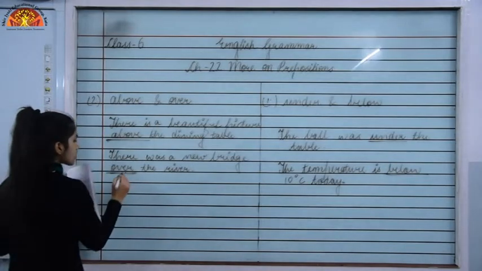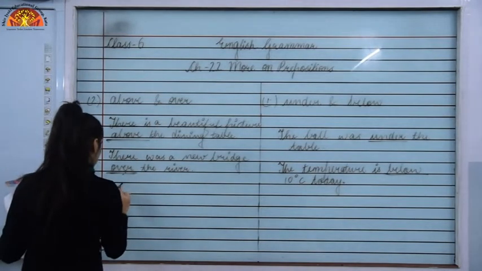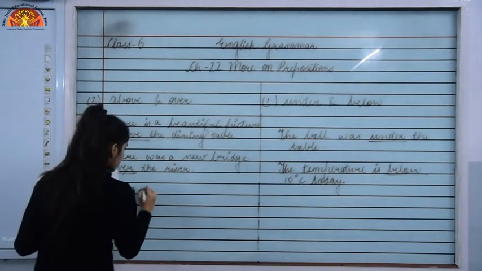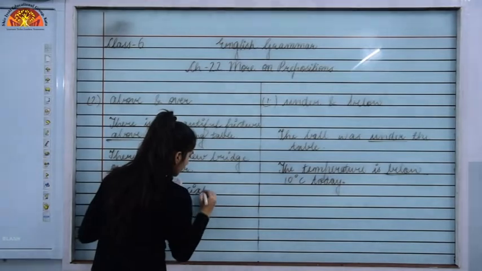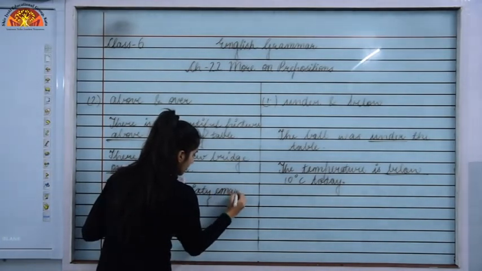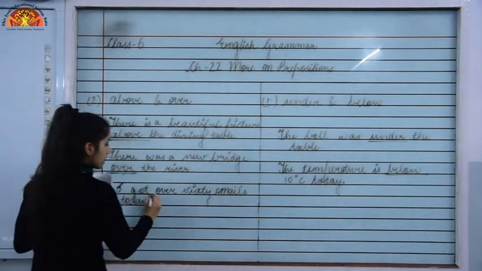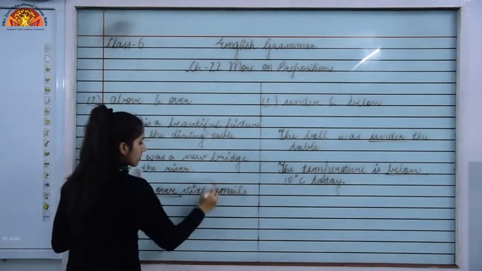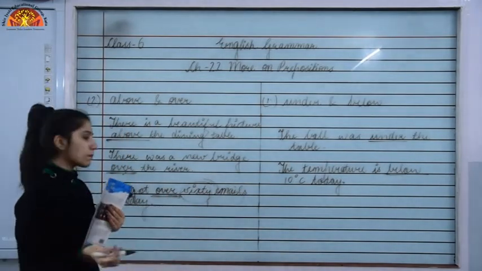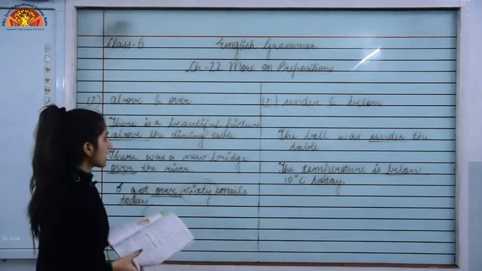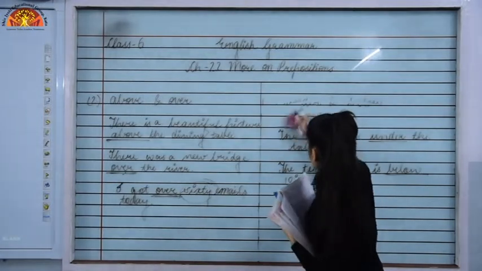Let us take another example. I got over 60 emails today. So we have used over to refer to the numbers. When we refer to numbers, we will use over. Now let us take another confusing pair that we are having, that is beside and besides.